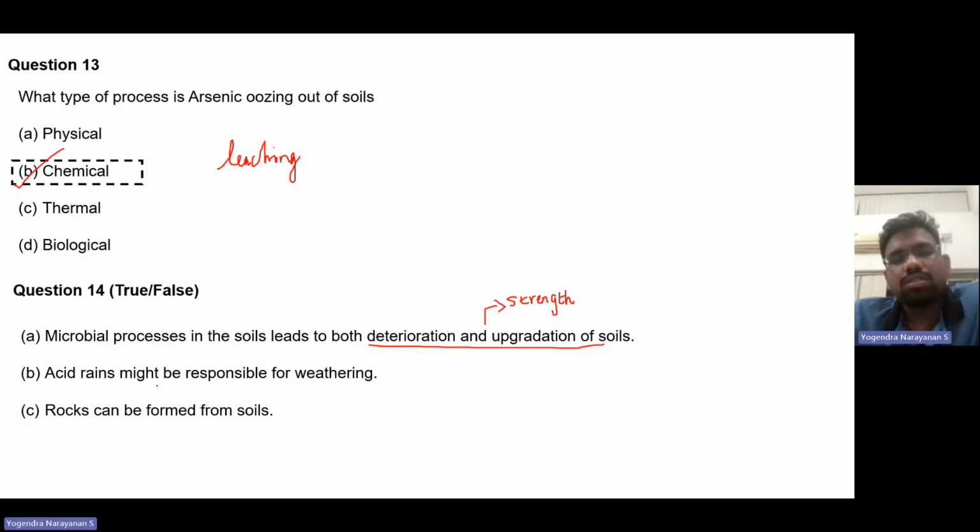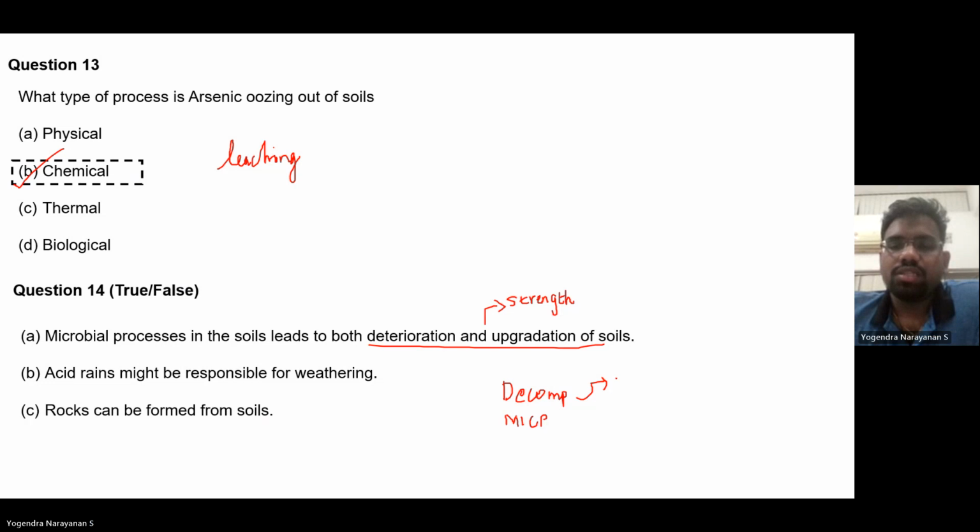Now these microbial processes, as we saw earlier, essentially involve decomposition, and one of the aspects would be calcite precipitation. So decomposition involves breaking down of organic matter, which might lead to change in the volume occupied and may cause collapse of soils.